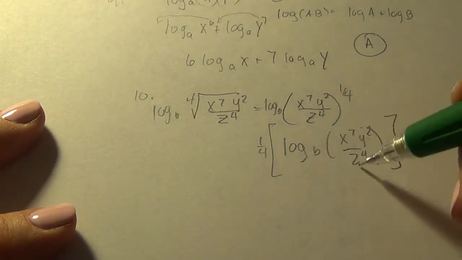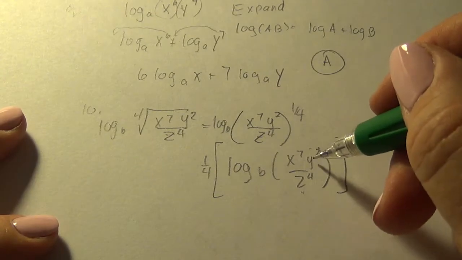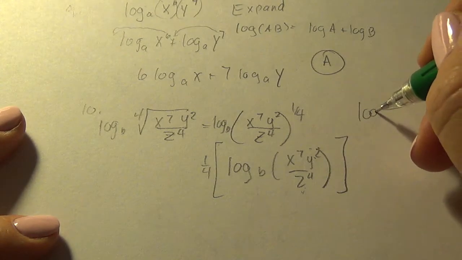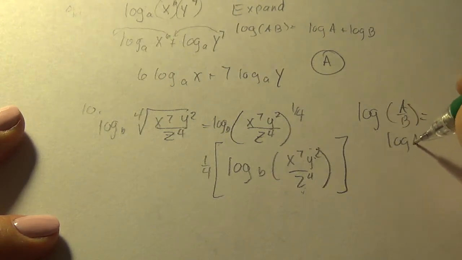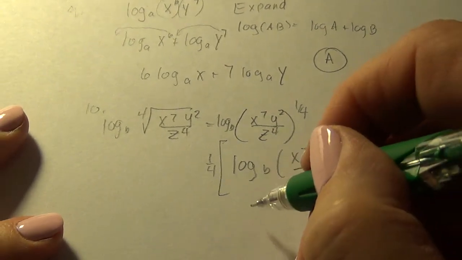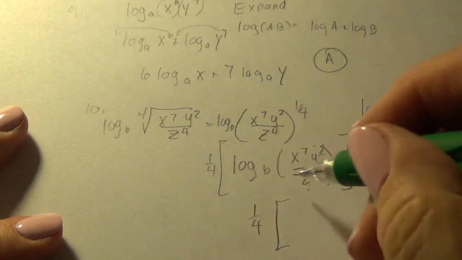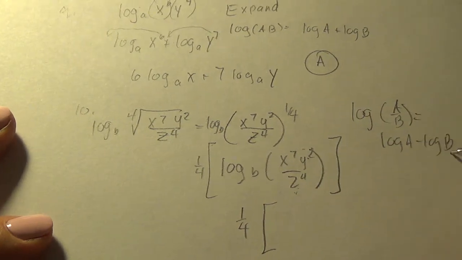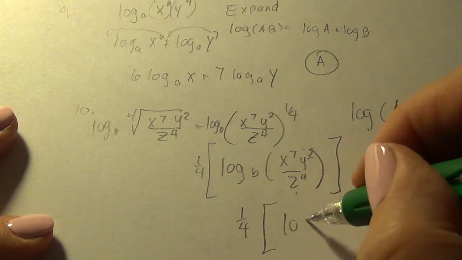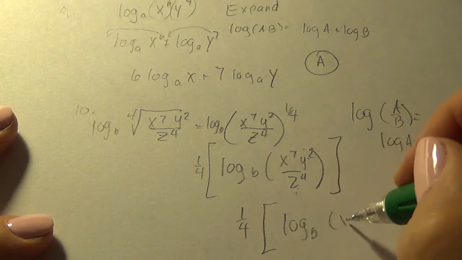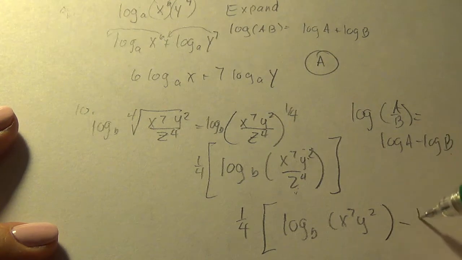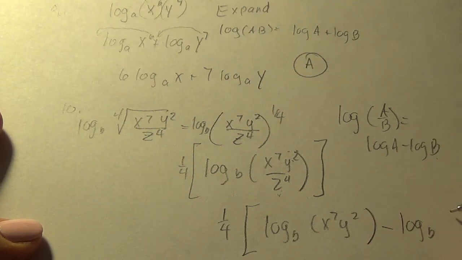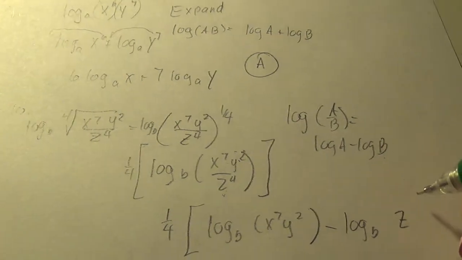So I see something divided by something. So that rule, log of a divided by b equals log a minus log b. So keeping that in mind, let's rewrite this. So we have 1/4, and then inside these brackets, I'm going to apply this rule of logs. So log b of the top, x to the 7, y squared, minus log b of z to the 4th.